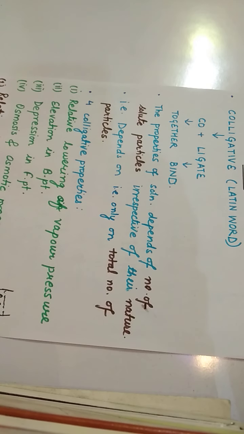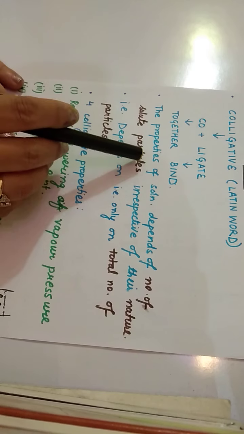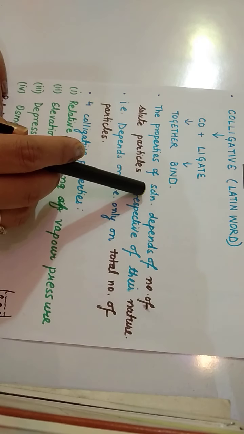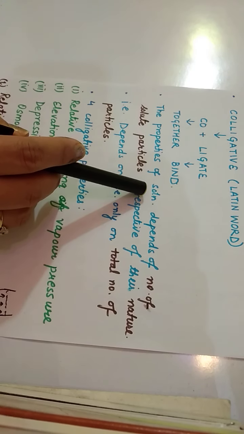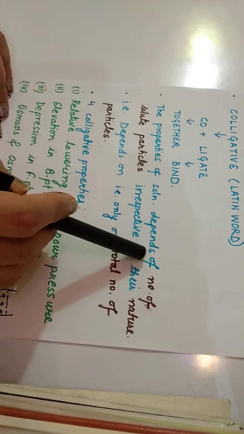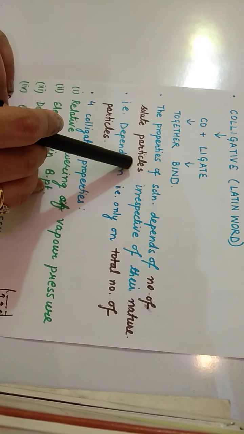Now, what is exactly colligative property? It is the property of a solution which depends upon the number of solute particles. Children, as you all know, a solution consists of both solute and solvent. So the colligative property of a solution depends on the number of solute particles.